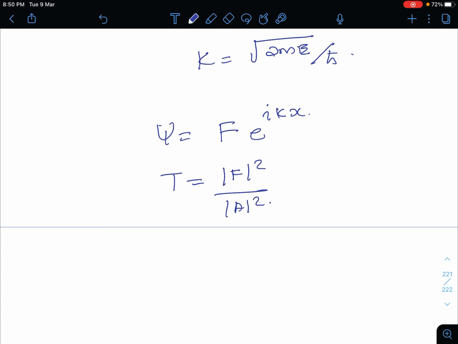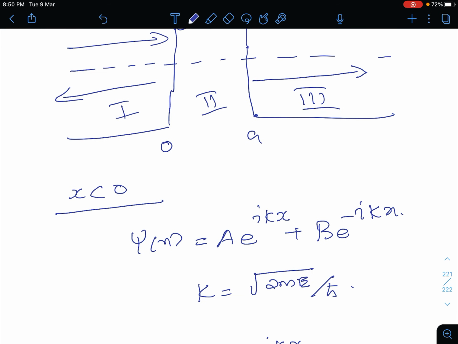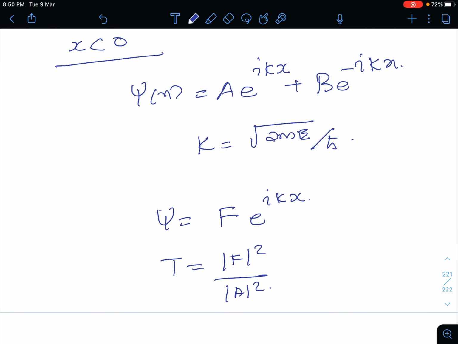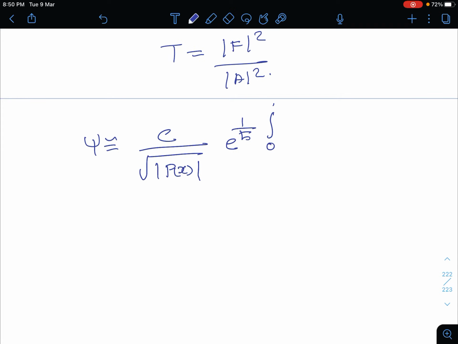Now what about the intermediate region? The intermediate region, that means in between 0 and a, here the potential is higher. So the wave function should be some c divided by root of mod p of x, because p of x is a complex number. Okay, e raised to 1 by h cross integral 0 to a p of x dx plus d.